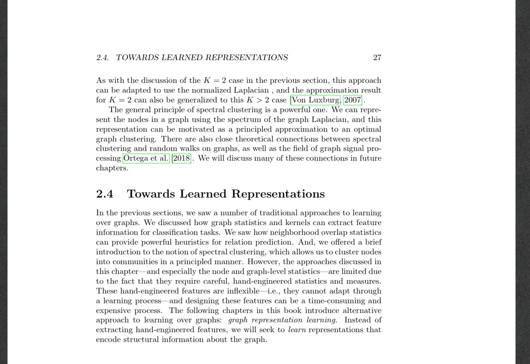Now this is an important thing. We discussed the k equals 2 instance, and now we can discuss the larger numbers as well. And basically the spectrum of the graph Laplacian is pretty important because of this. It must be noted that there are close theoretical connections between spectral clustering and random walks on graphs, as well as graph signal processing.